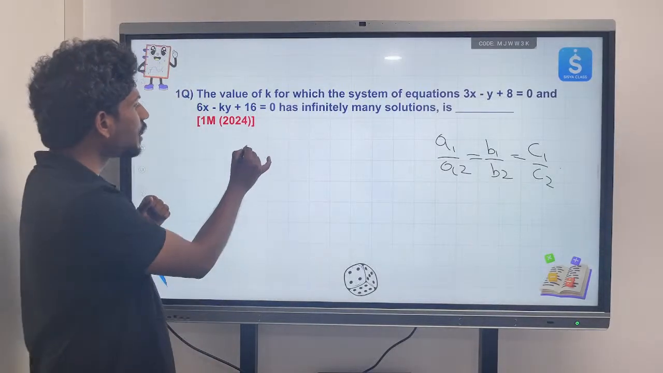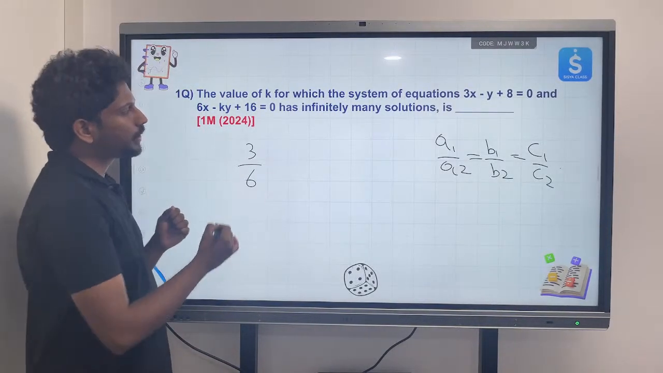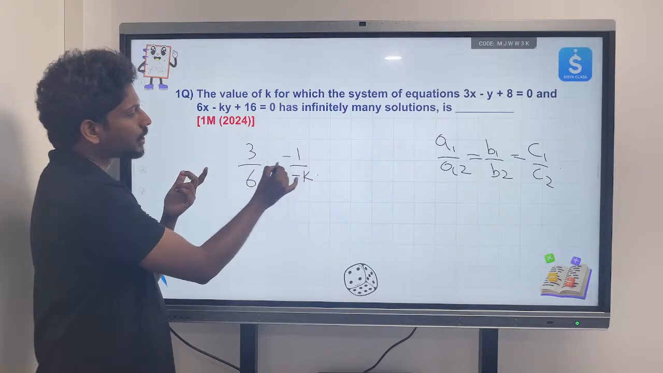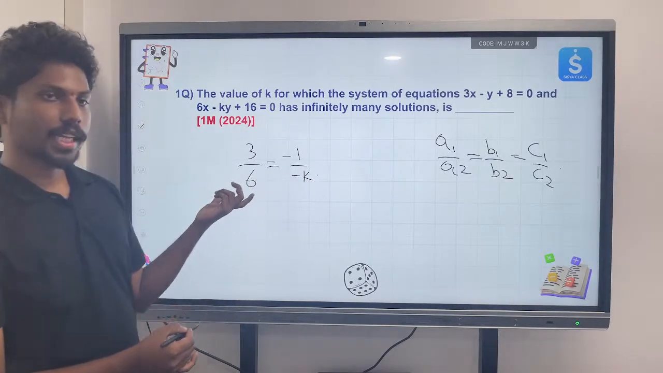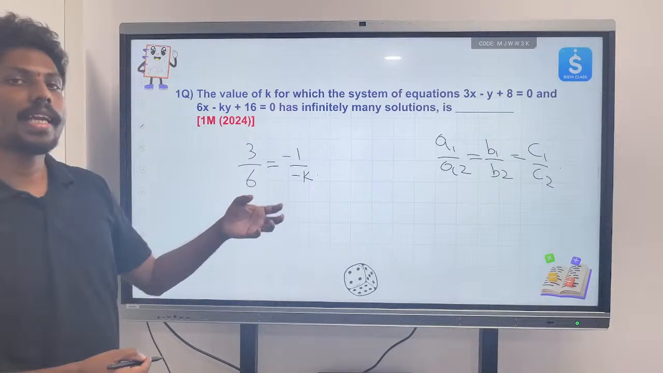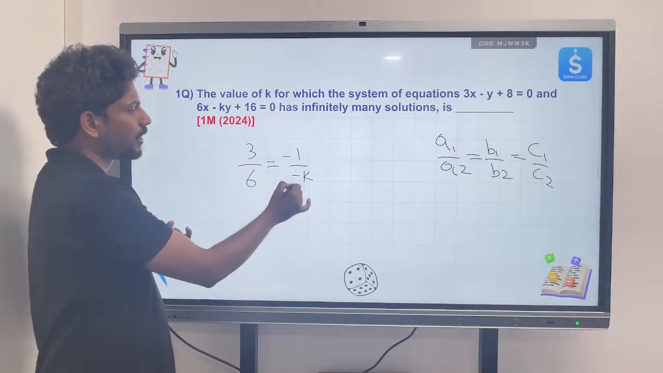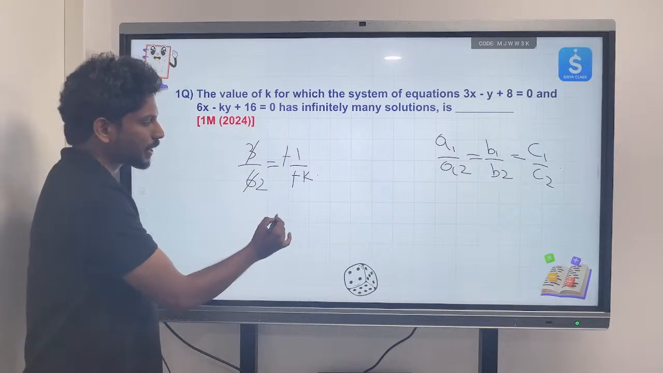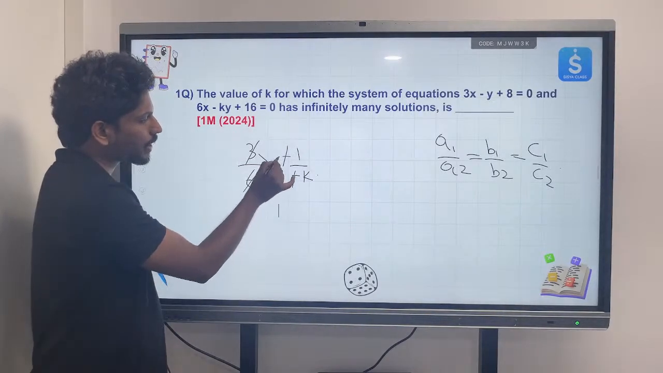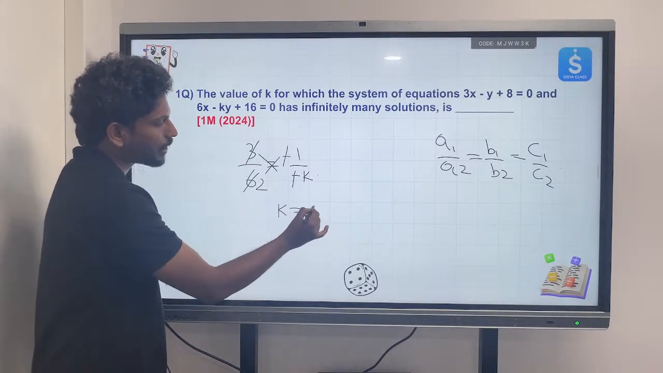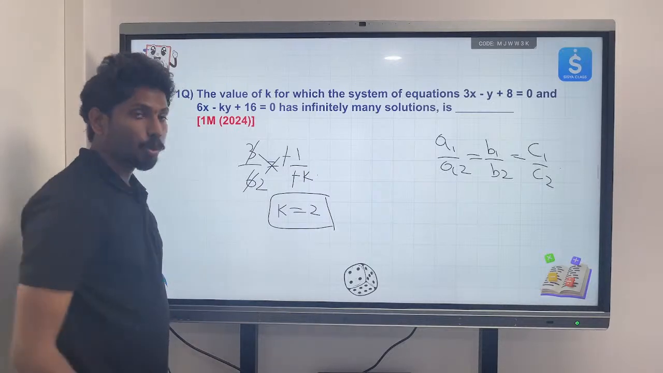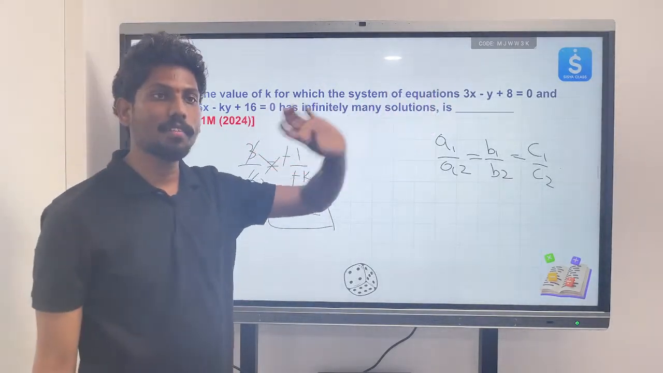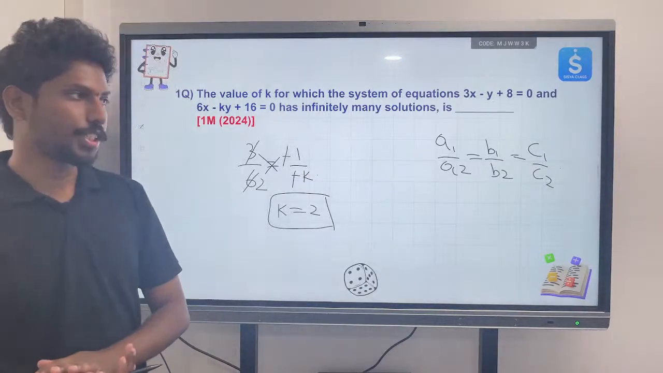Now, you see here, what is a1 by a2? 3 by 6. What is b1 by b2? Minus 1 by minus k. So, can I say that if these two ratios are equal, then only the infinitely many solutions case is possible. So, can I cancel minus minus? Now, 3 2s are 6, and if you crisscross, then the value of k is how much? 2. So, only when the value of k is equal to 2, it is having infinitely many solutions, right?